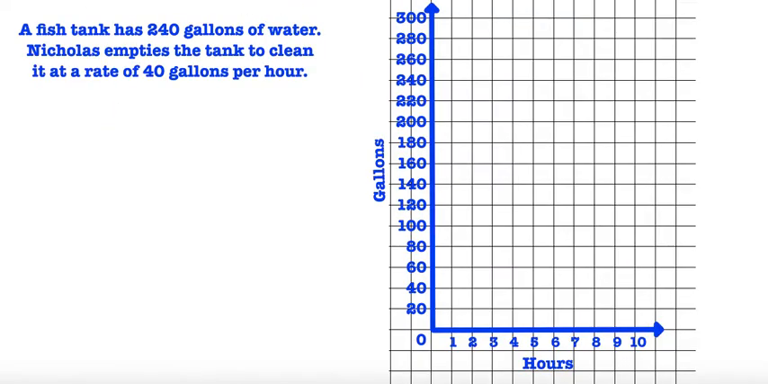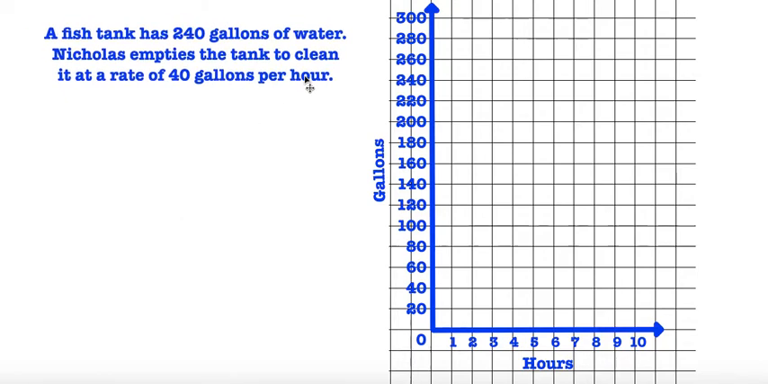So here we have an example. A fish tank has 240 gallons of water. Nicholas empties the tank to clean it at a rate of 40 gallons per hour. So the 240 gallons that the tank already has is our initial value, which we also know as our y-intercept. And the rate that it empties at, 40 gallons per hour, is our slope, which we know as our rate of change as well.